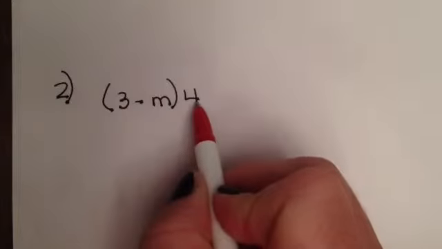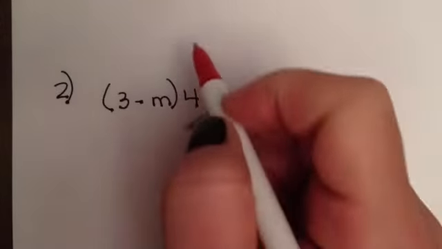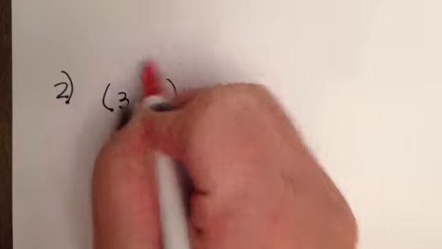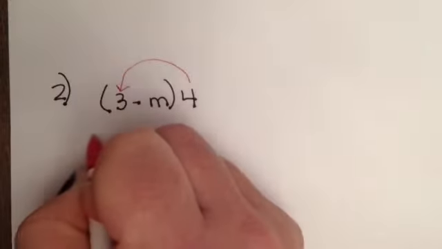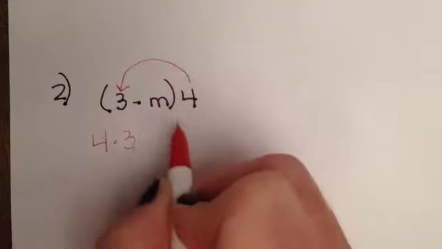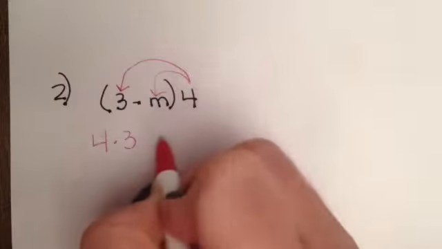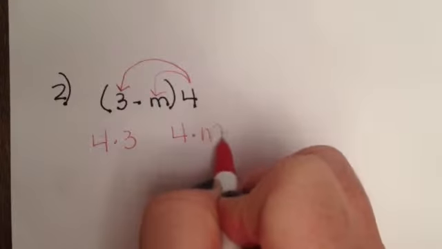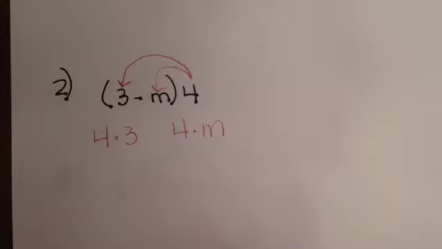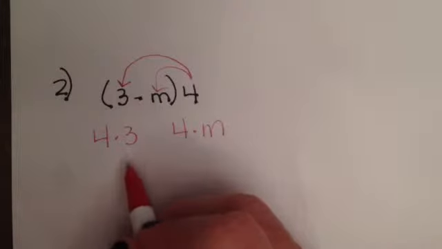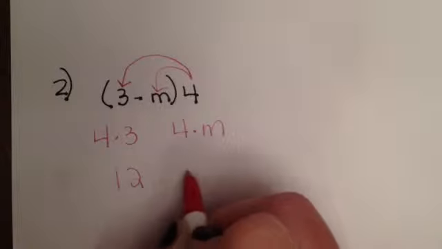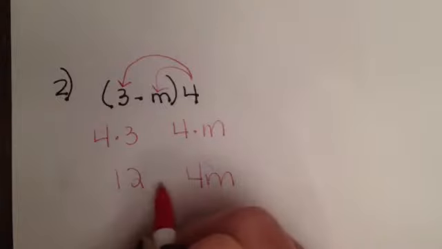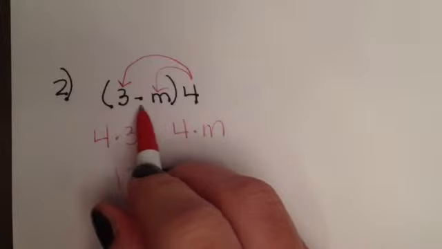Let's look at another one. This time, our number is behind the parentheses. That's okay. We are just going to distribute left. Okay, so I'm going to draw my arrows. 4 times 3. 4 times m. Four times 3 is, that's right, 12. 4 times m stays 4m. What should be in between? This minus sign.